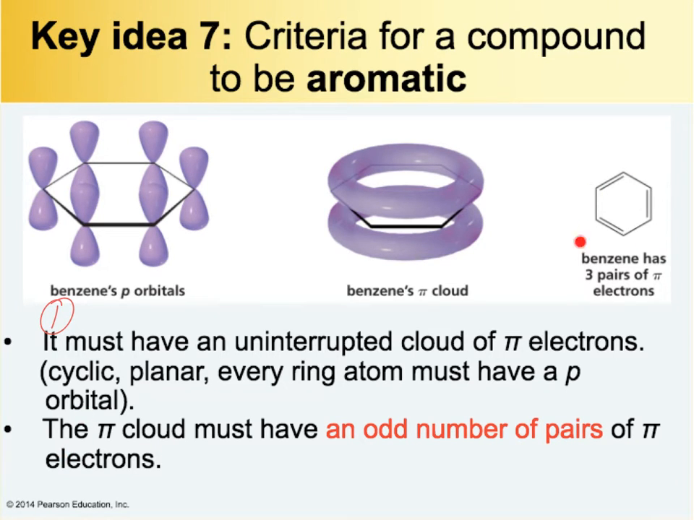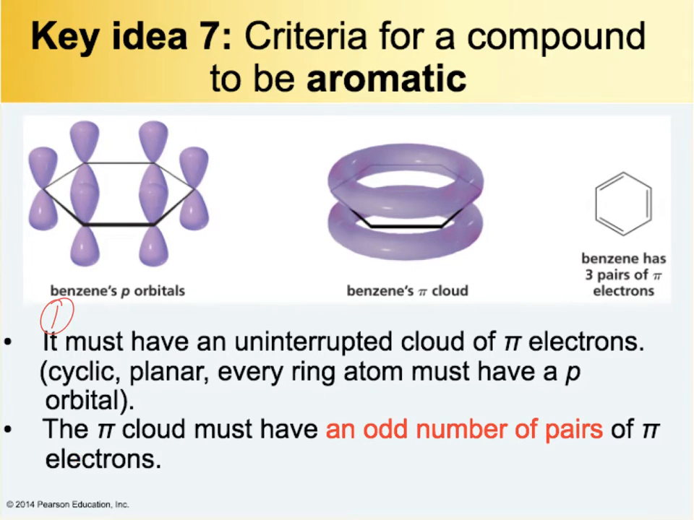So benzene's kind of our classic example. It's in a ring. Every one of these carbons is sp2, which means it has a p orbital. It's cyclic and it's flat, right? And this is kind of what it looks like. You can see the pi cloud above and below, kind of like a sandwich. And here are the uninterrupted p orbitals, all these p orbitals lined up, that p orbital system.